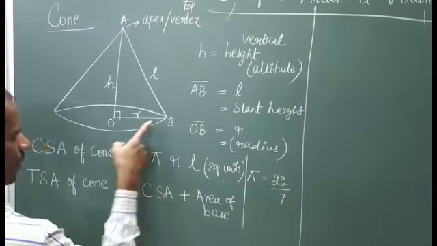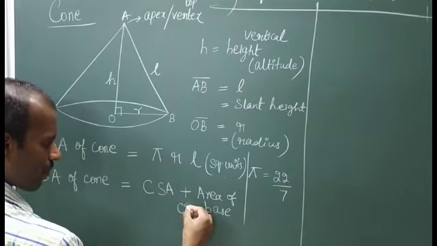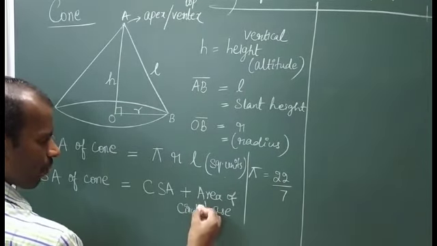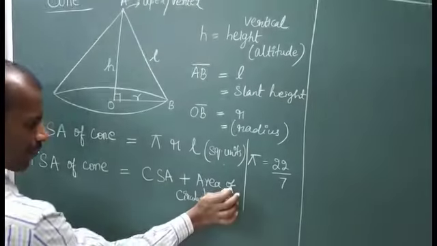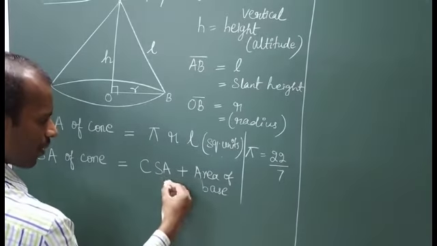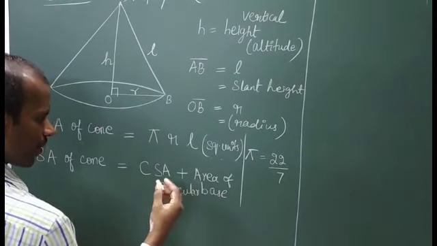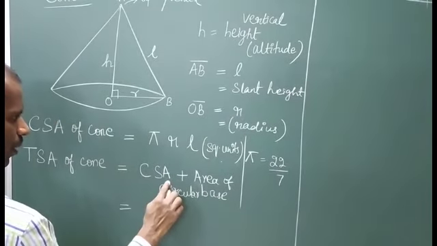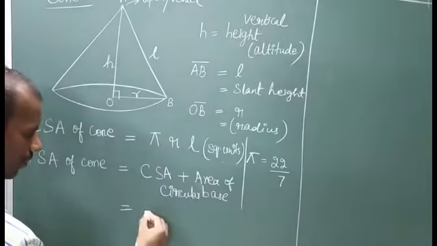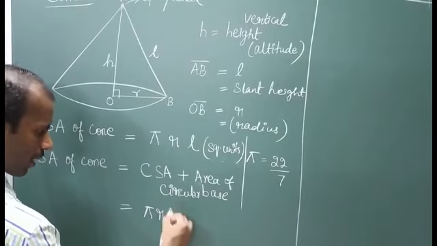But here, what is the base here? It is the circular base. Followed it? Area of the circular base. So what is my CSA formula here? It is pi RL. So let me write pi RL.